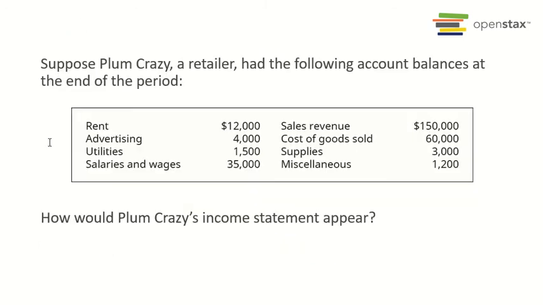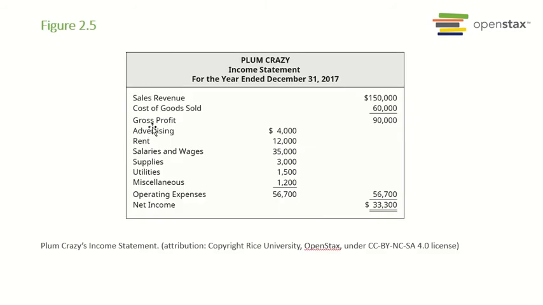And then the rest, rent, advertising, utilities, salaries and wages, supplies and miscellaneous, are all operating expenses. So we list all the operating expenses and add them up. We get total operating expenses of 56,700. So a gross profit of 90,000 minus 56,700, we get the net income of $33,300. So that's our income statement for this retailer.